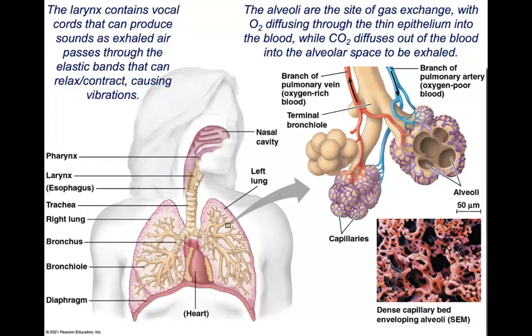We then take a look at the overall structure of the alveoli. Note that the alveoli are present at the ends of the terminal bronchioles. The alveoli are considered the site of gas exchange, where oxygen is diffusing through the epithelium into the blood and carbon dioxide is flowing out of the blood into the alveolar space. This eventually will be pushed out of the lungs as we exhale.